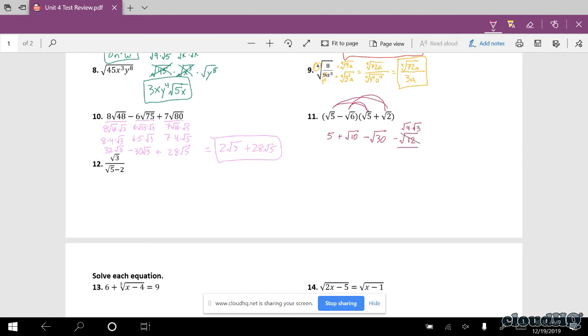Okay, so I can break the 12 apart, like 4 and 3. 10, it's just 2 and 5, nothing I can do there. 30, I can go to 6 and 5. There's no perfect squares. So those two don't break down.